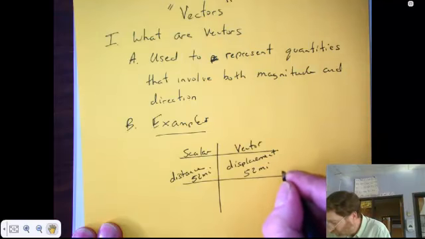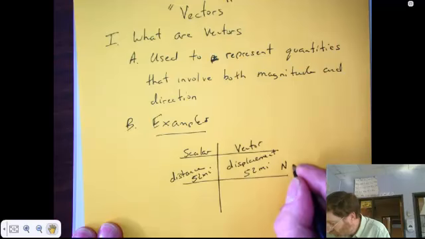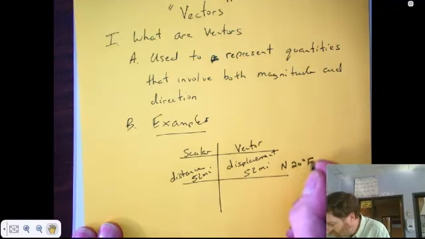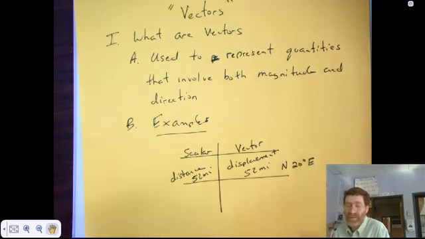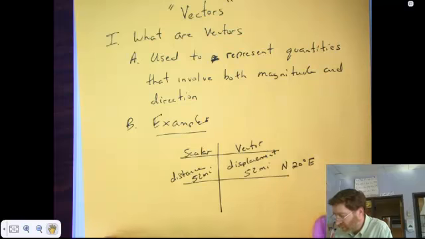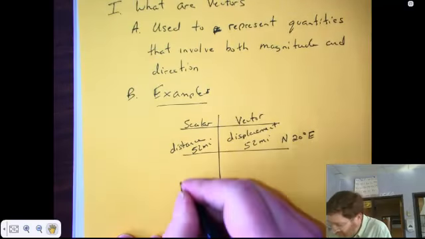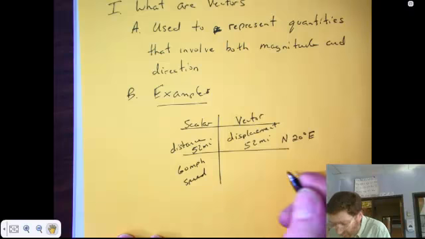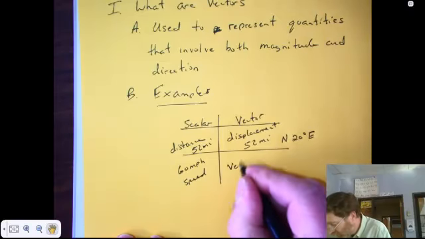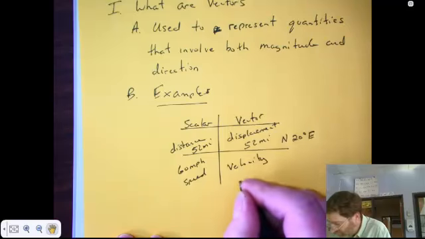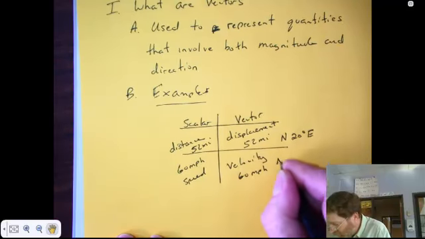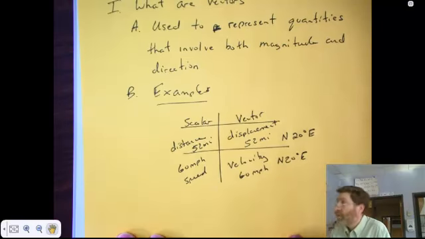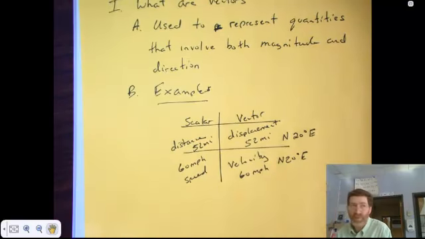Let's do north 20 degrees east. Right, so that's a vector. I know I have a direction with that. Or we could drive at 60 miles per hour. Now that would just be a speed. If we put a direction to it, we call that a velocity. Okay, so vectors are used when we have to deal with the idea of having both the magnitude, the amount, and the direction we're going.